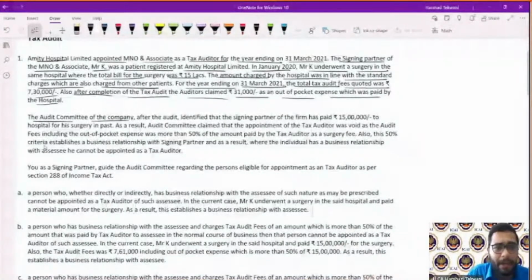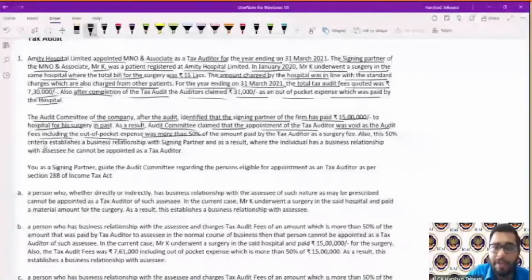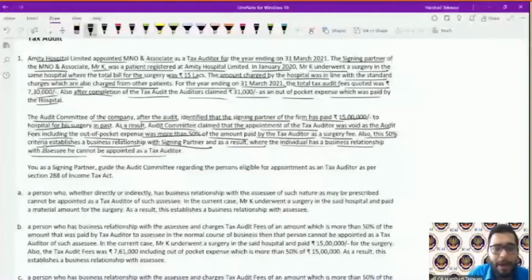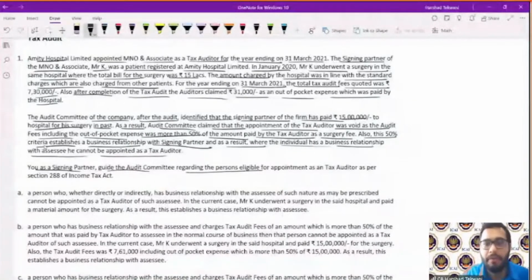The audit committee of the company, after the audit, identified that the signing partner of the firm had paid 15 lakh to the hospital for his surgery in the past. As a result, the audit committee claimed that the appointment of the tax auditor was void, as audit fees, including out-of-pocket expense, was more than 50% of the amount paid by the tax auditor as surgery fee. Also, this 50% criteria establishes a business relationship with the signing partner, and where the individual has a business relationship with the assessee, he cannot be appointed as the tax auditor. You, as a signing partner, guide the audit committee regarding the person eligible for appointment as a tax auditor as per section 288 of the Income Tax Act.